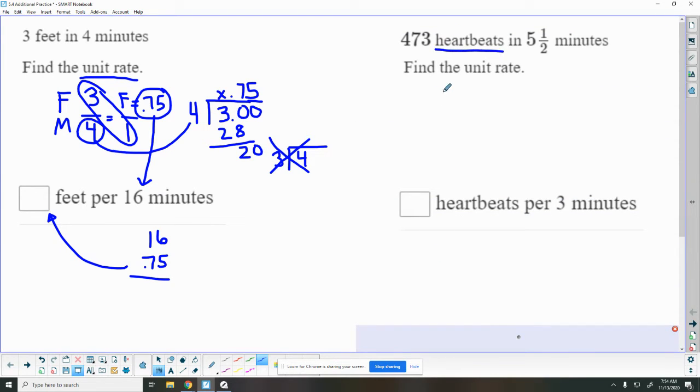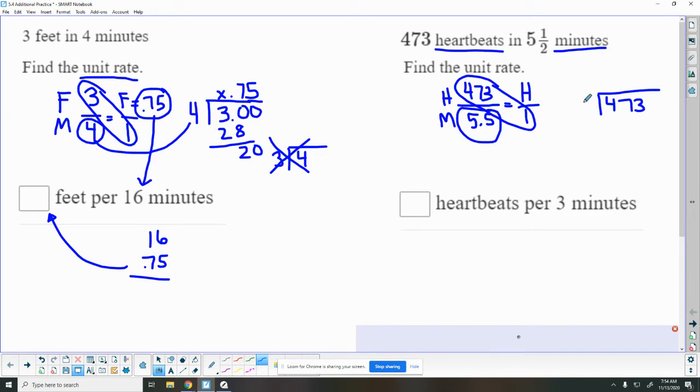Now we're comparing heartbeats to minutes, and it wants the unit rate. So when I have 473 heartbeats, that took 5.5 minutes, and now I want to know how many heartbeats are going to happen in 1 minute. I can take 473 and times it by 1, and that goes on the inside of my division box. And then I'm dividing by 5.5. That goes on the outside. So move this over 1, which means move this over 1 place.